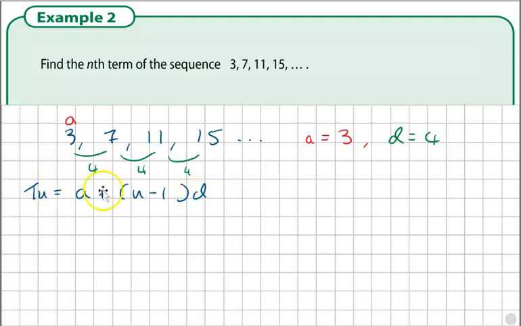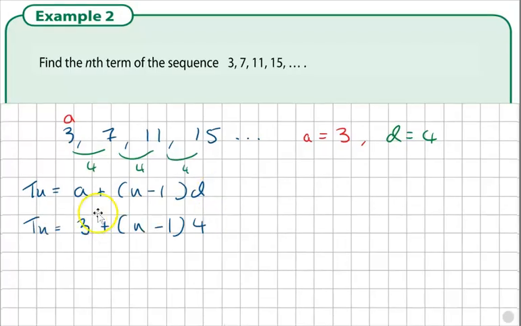We write out the formula. I showed you that at the start of the video. That's taken from page 22. We've replaced the A with 3 because that was our first term, and we replaced the D with 4 because that was our common difference.